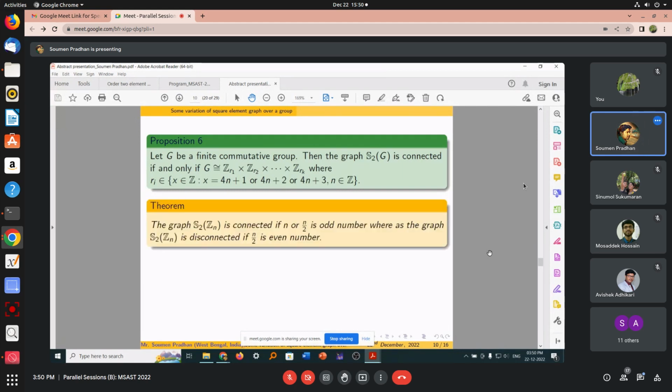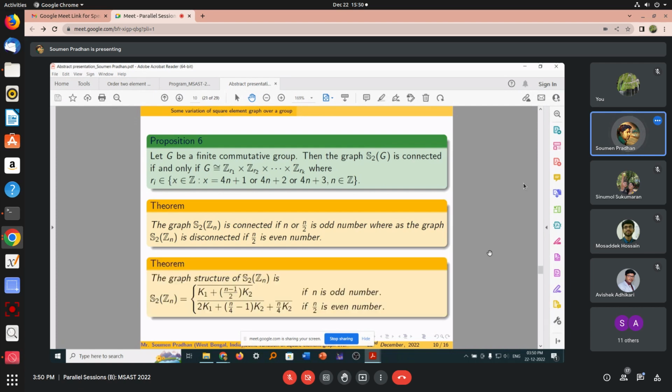Here is an important theorem: the graph S2(Zn) is connected if n or n/2 is an odd number, whereas the graph S2(Zn) is disconnected if n/2 is an even number. And the next theorem says that the graph structure of S2(Zn) is the complement of (K1 + ((n-1)/2) K2) when n is an odd number, and the complement of (2K1 + ((n/4)-1) K2) plus the complement of ((n/4) K2) when n/2 is an even number, where K1 is the complement graph of one vertex and K2 is the complement graph of two vertices.